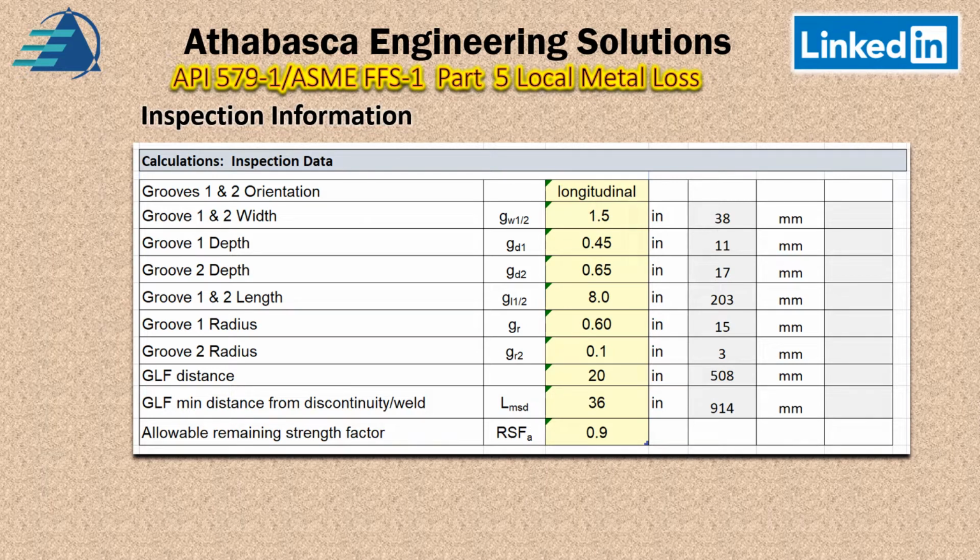The lengths are both the same. The radiuses are a little bit tighter. Right here it's very tight, so we would expect issues. And then we have a few other issues here. We have a remaining strength factor of 0.9, and recall that's from chapter 2. Because we're using a pressure vessel, we're justified in using a remaining strength factor of 0.9. And of course this is the distance to the discontinuity, the LMSD, and these definitions are all spelled out at the back of chapter 5.